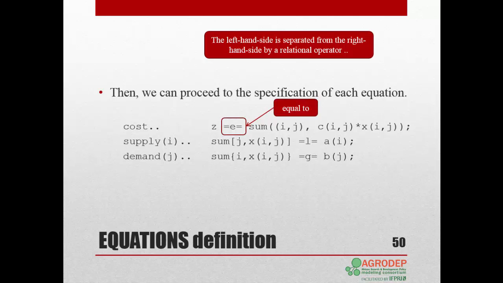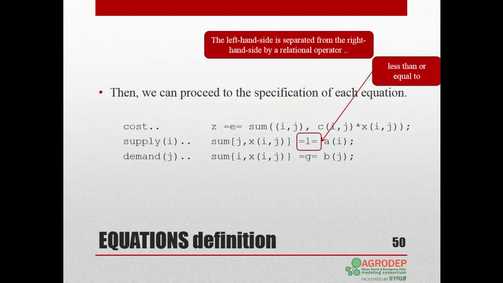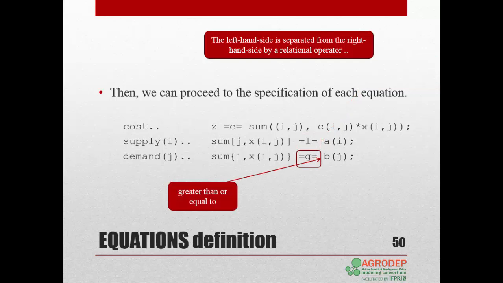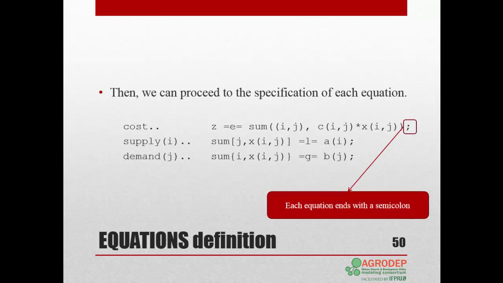Next, the equation formula is expressed using relational operators linking the left and right-hand sides of the equation. The operator equal indicates that the left-hand side must be strictly equal to the right-hand side of the equation. The operator L indicates that the left-hand side must be less or equal to the right-hand side of the equation. Finally, the operator G indicates that the left-hand side must be greater or equal to the right-hand side of the equation. Each equation ends with a semicolon.